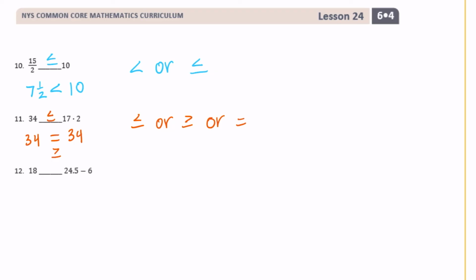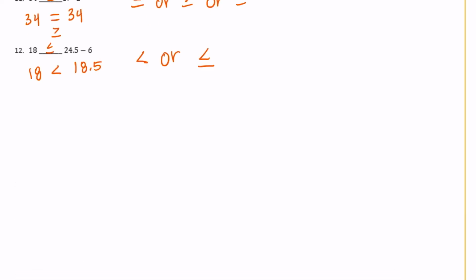And the final one, 18 blank, 24 and 5/10 minus 6. Well, 24 and 5/10 minus 6 would be 18 and 5/10. So we could say 18 is less than 18 and 5/10, or we could say less than or equal to. Either of those would work. And that is the end.